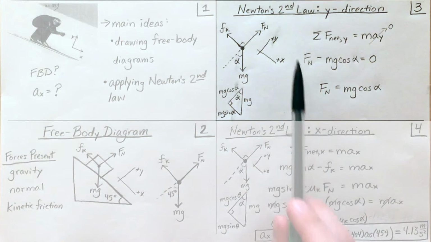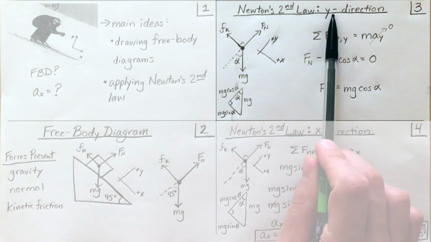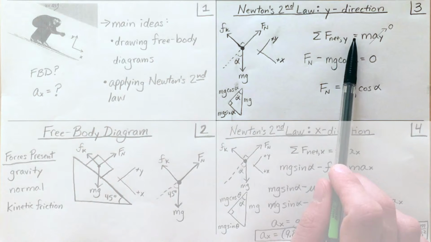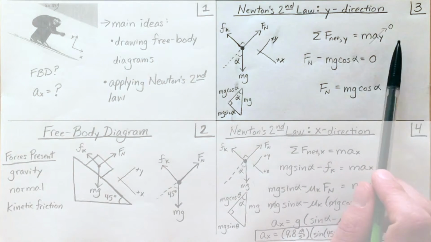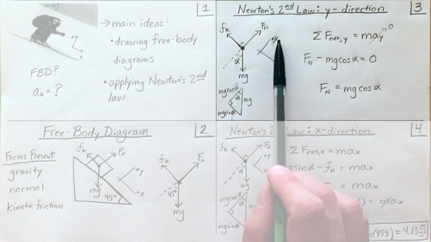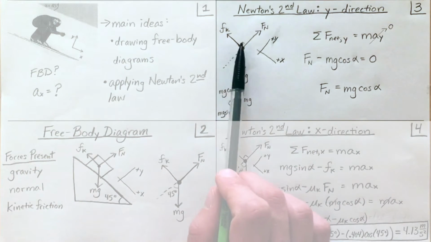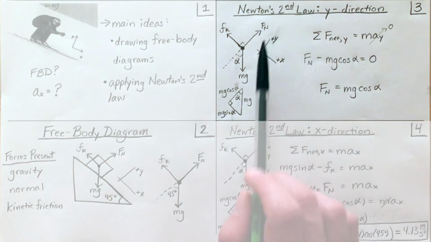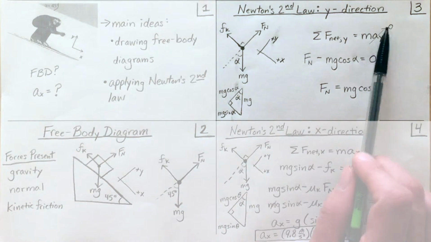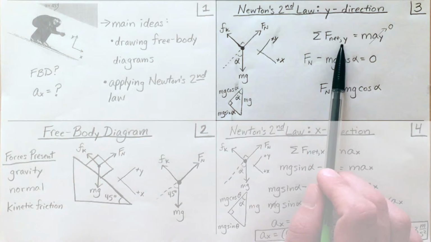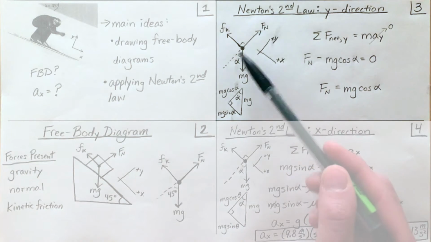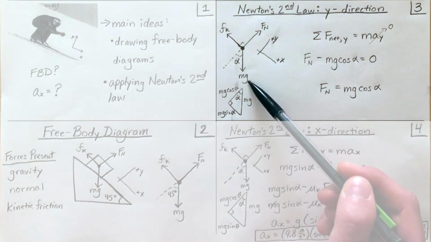To find the normal force, we write Newton's second law in the y direction. So we sum the forces in the y direction and set that equal to the mass of the skier times its acceleration in the y direction. Because we have a tilted coordinate system and the skier is moving down the slope, there is no motion in the y direction, so a_y is equal to 0. We then sum the forces in the y direction, which in that case is the normal force and the y component of the gravity force.